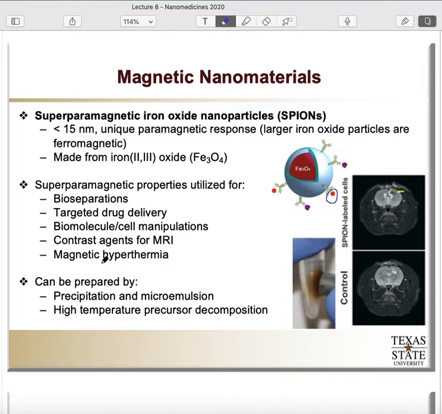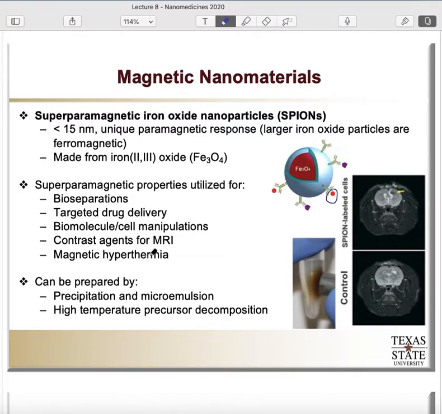And then we can also utilize them for magnetic hyperthermia. In magnetic hyperthermia, basically the particles are exposed to an alternating magnetic field, and when they attempt to align their magnetic moments in that field, that produces a lot of friction that then leads to the formation of heat.